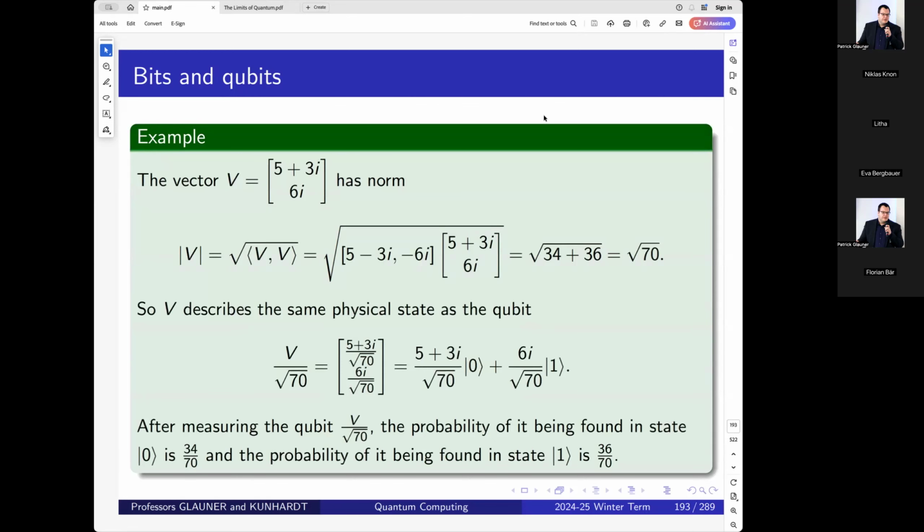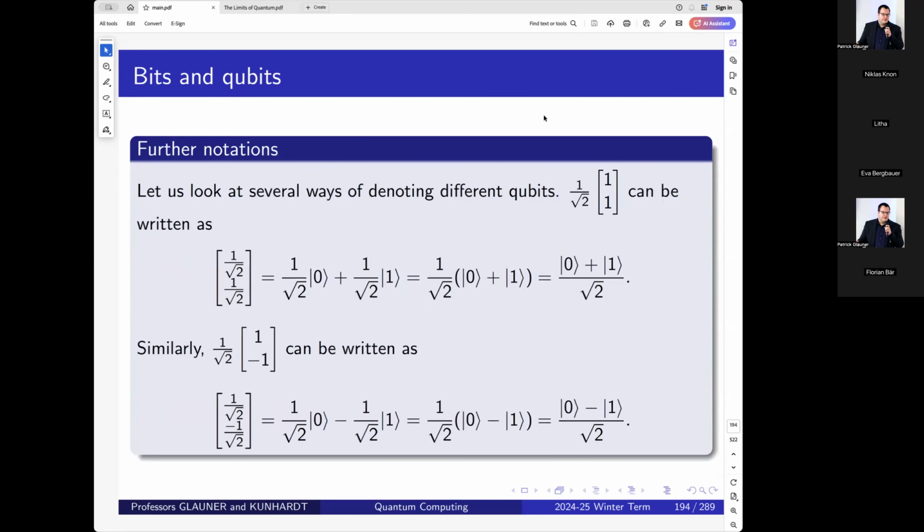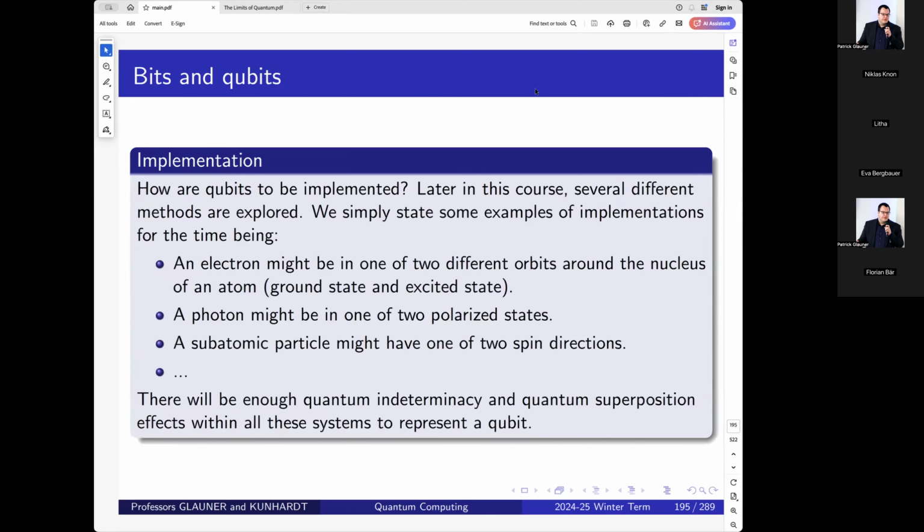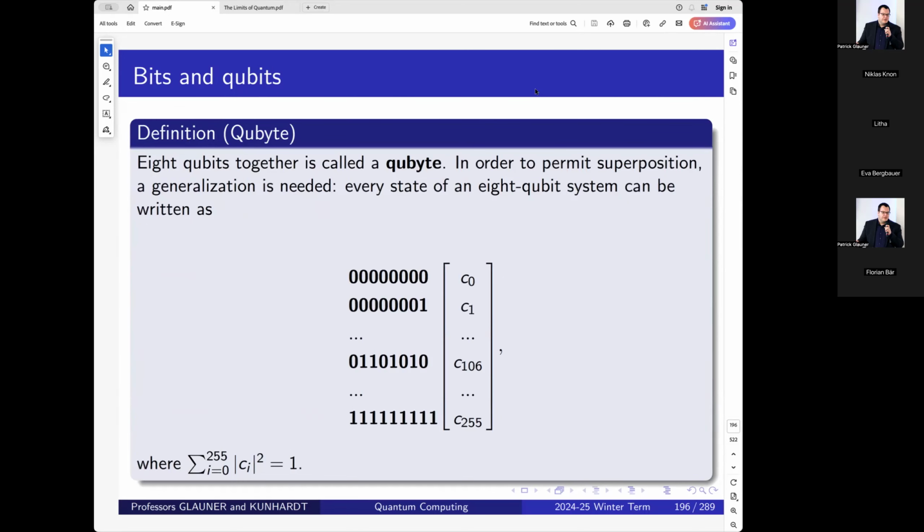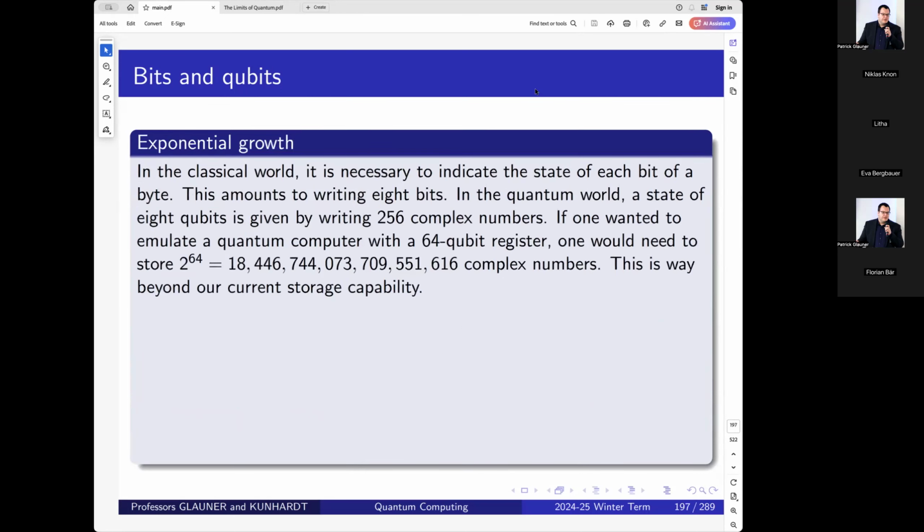We looked at a few examples, how to normalize qubits, and we looked at various notations that you will see throughout this course, as well as in the literature when you prepare your seminar presentation. All of them just mean the same. We also looked at a register of 8 qubits combined.